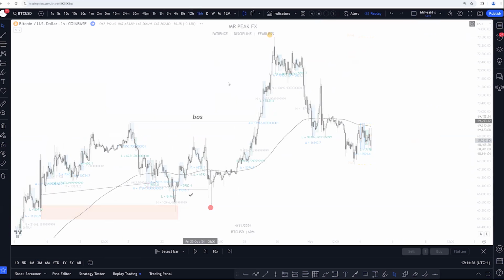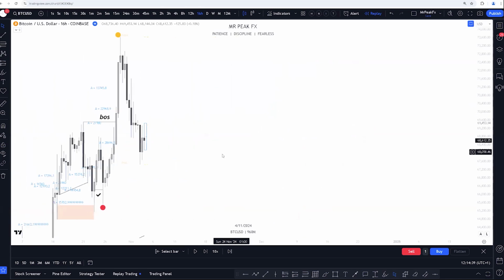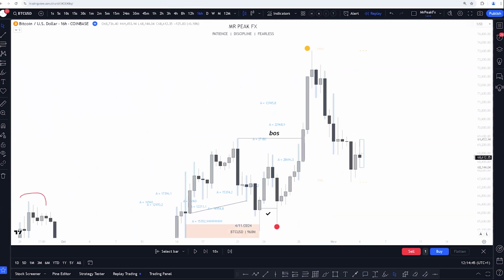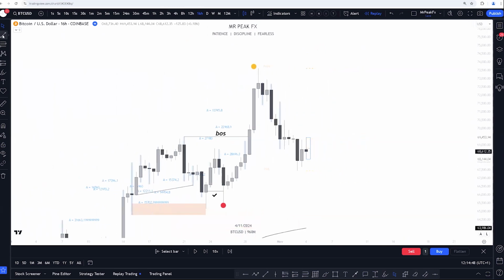I spotted it cleanly on the 16-minute time frame, which was what I posted. So we can see what we have here, that this is actually an inducement. This is an inducement before this base that we have here.